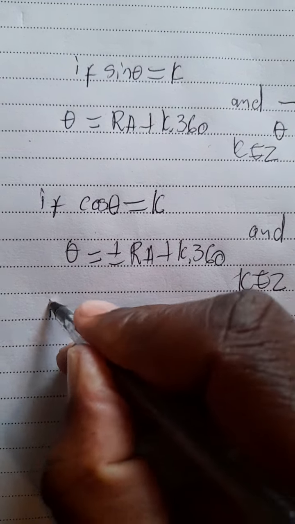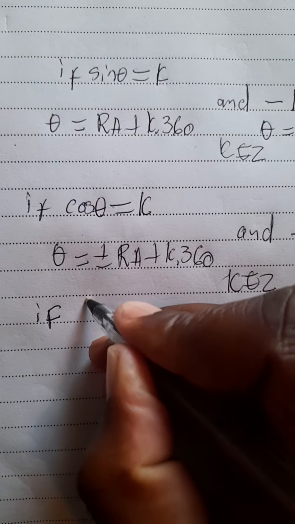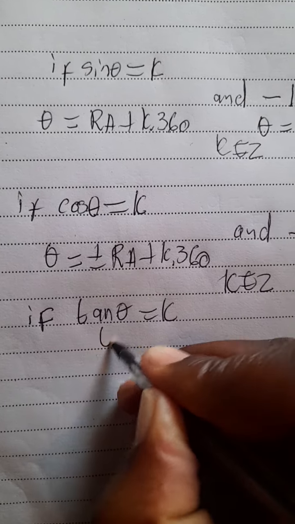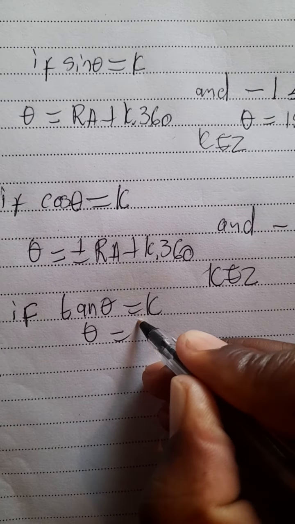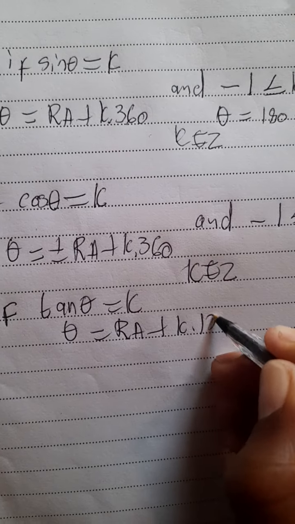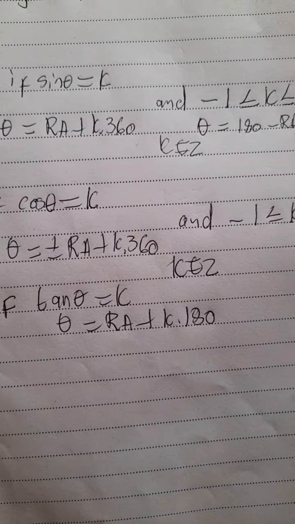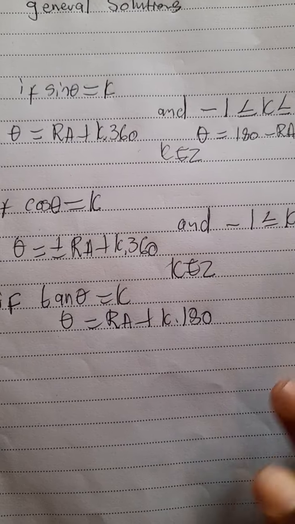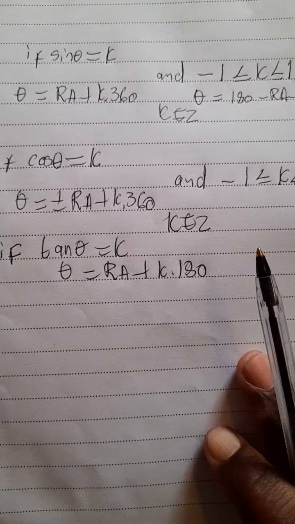So similarly, if tan theta equals k, then theta will be equal to the reference angle plus k multiplied by 180. As we know, the period of tan is 180 and the period of sine and cos is 360. So that's the basics behind this.